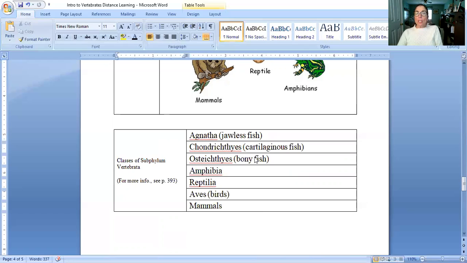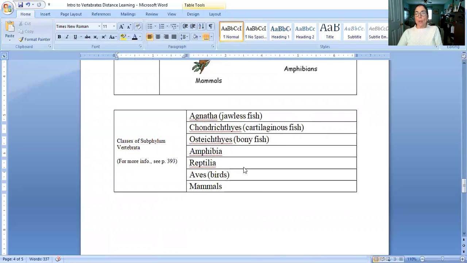So there are 3 fish classes: Agnatha, Chondrichthyes, and Osteichthyes, depending on whether they have a jaw, and if they have a jaw, do they have a cartilaginous skeleton, a skeleton made of cartilage, or a bony skeleton. And then, of course, you have your amphibians, your reptiles, your aves, which are your birds, and your mammals. Your book does a really nice job of summarizing the characteristics of each of these classes in a table on page 393, just for your reference. Okay, so that's your general introduction to what's in the phylum Chordata.